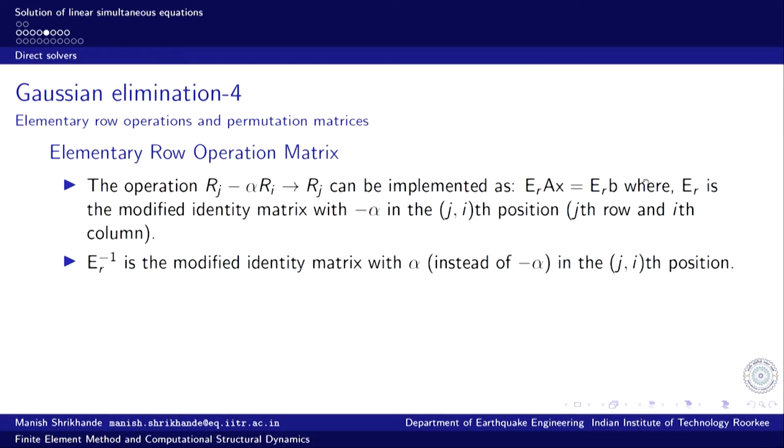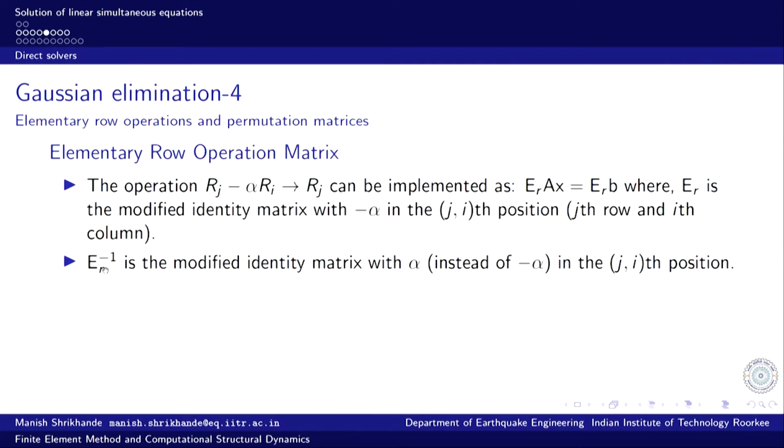The same elementary row operations are performed on matrix B. So, ER is the modified identity matrix. So, we can interchange the rows of the identity matrix, and that becomes the permutation matrix which, once we multiply with it, will permute, that is, exchange or interchange, the rows. And similarly, this ER inverse is simply computed by substituting alpha instead of minus alpha in the jth ith position.